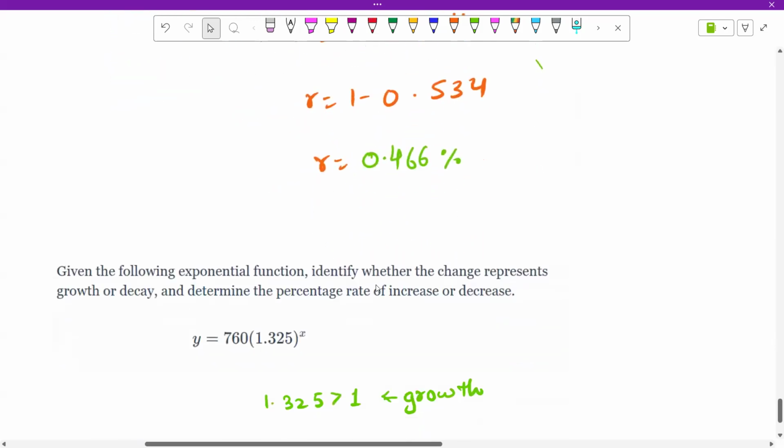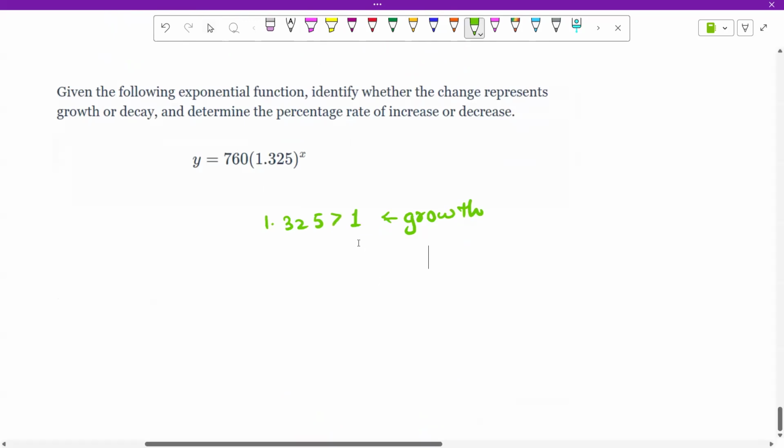Over here, the formula for the growth: in the previous one we used 1 minus r, but over here it's going to be 1 plus r. So y equals a times (1 plus r) raised to power x. When we do the comparison, a is 760 and 1 plus r is 1.325.